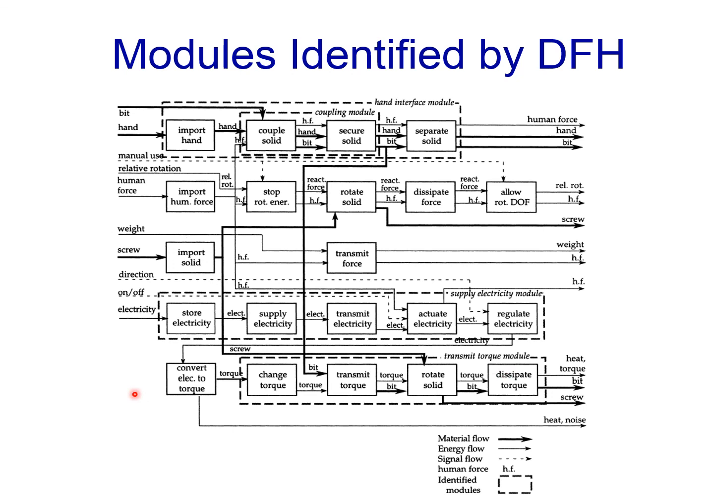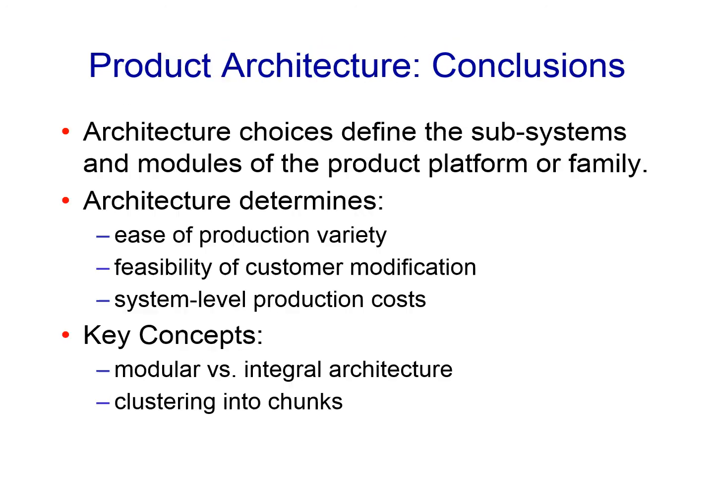For the power screwdriver, the dominant flow heuristic identifies four modules, one for each purely sequential function chain. Finally, product architecture choices define the subsystem and modules of the product. Architecture also determines ease of production variety, feasibility of customer modification, and system-level production costs.